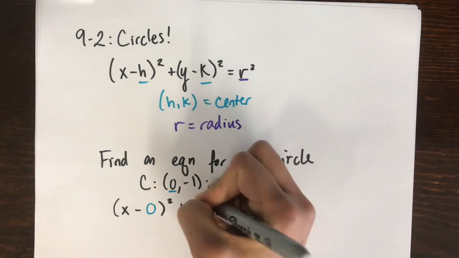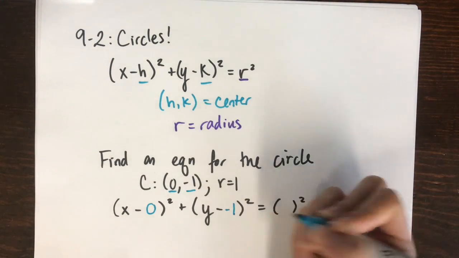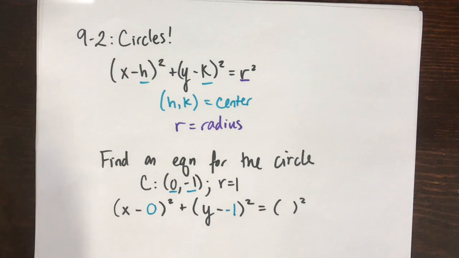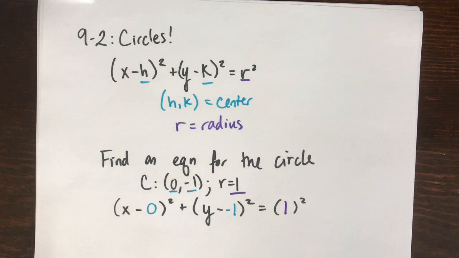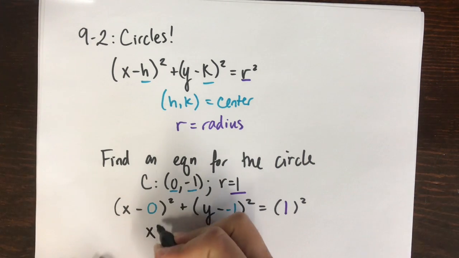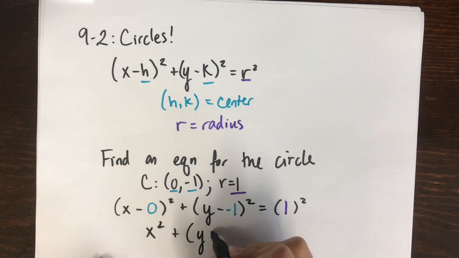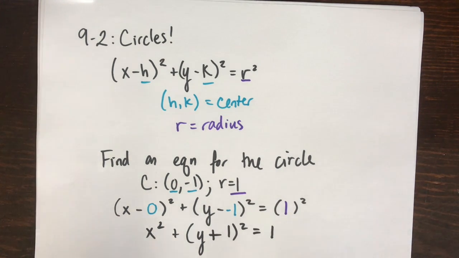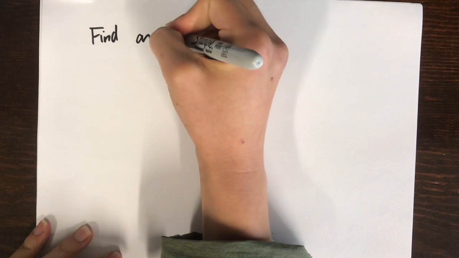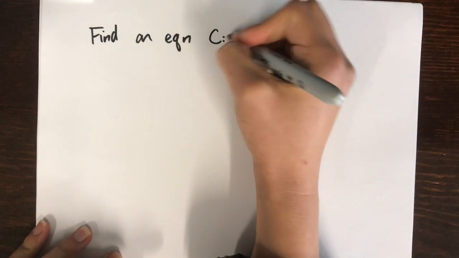So then I'm just going to fill in what I know. I know that h is 0, k is -1. I'm going to put both of those in. And then I have r is equal to 1, so I'm going to put 1 inside that second squared. So then x minus 0 just becomes x, right? So it's just x². And then y minus -1 becomes y plus 1, and that's (y + 1)². And then 1 squared is just 1.